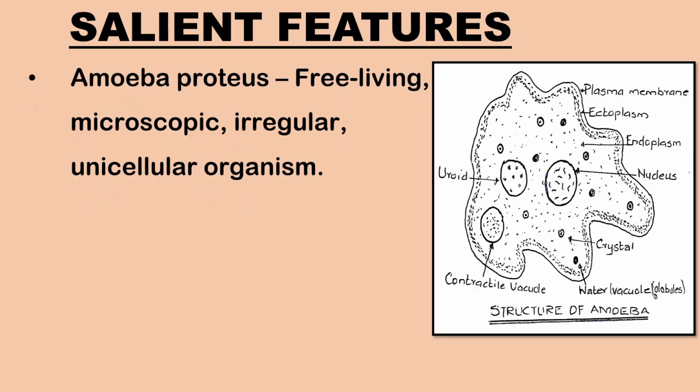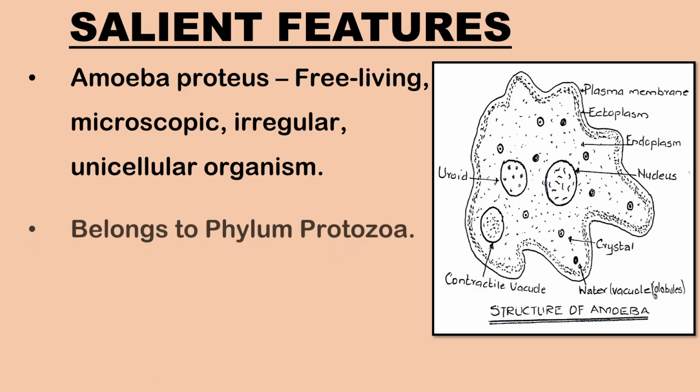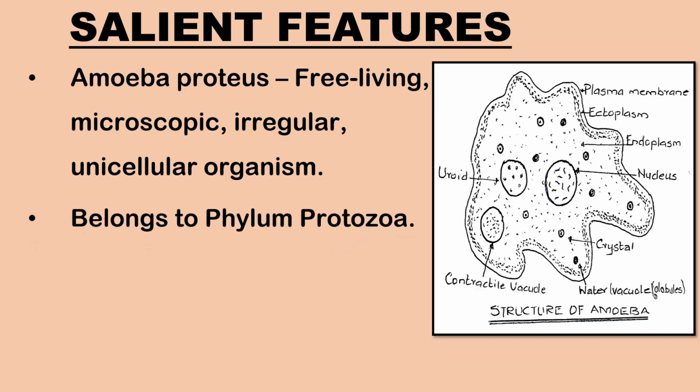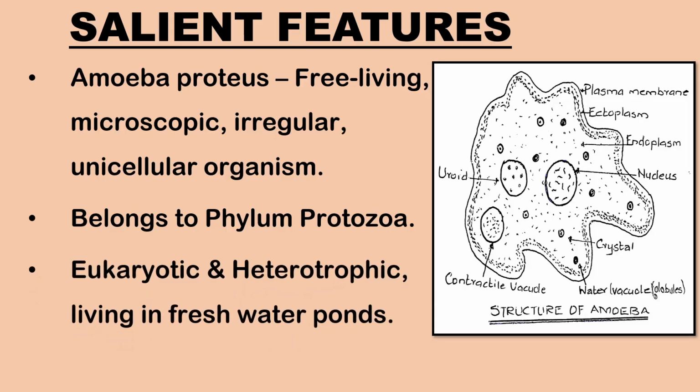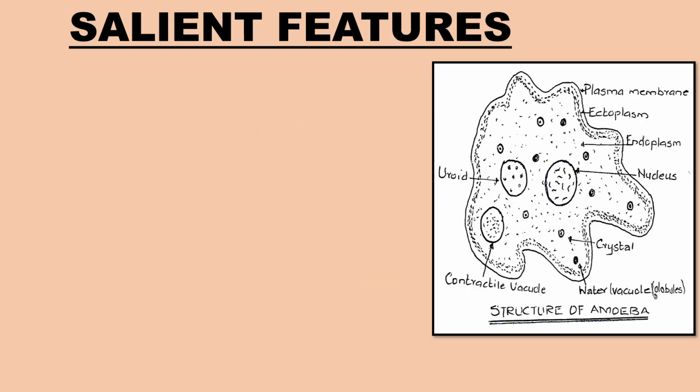Amoeba is a free-living, microscopic, irregular, unicellular organism. It is a member of phylum Protozoa. It is eukaryotic and heterotrophic, living in freshwater, pond, or in places where plenty of decaying organic matter is present.